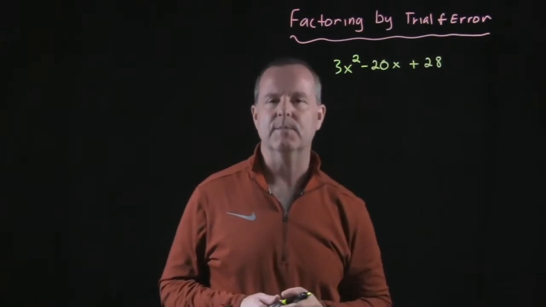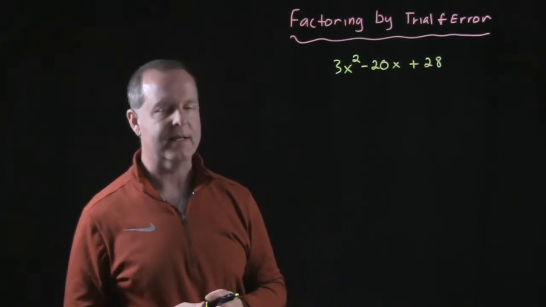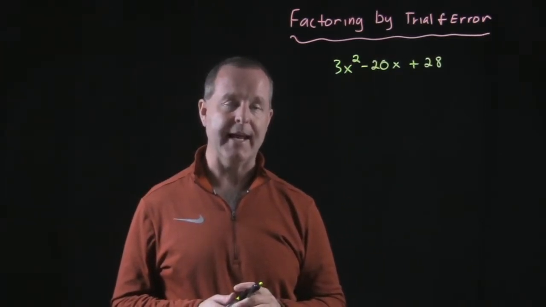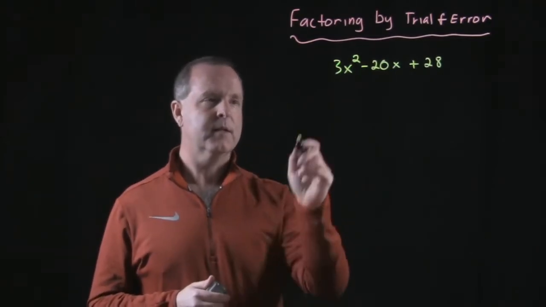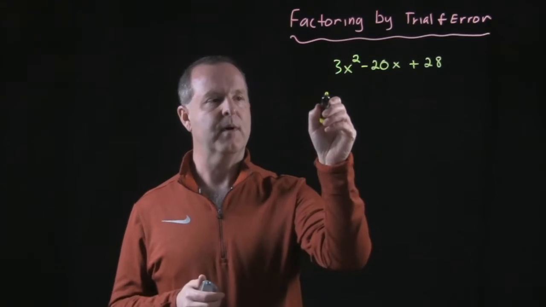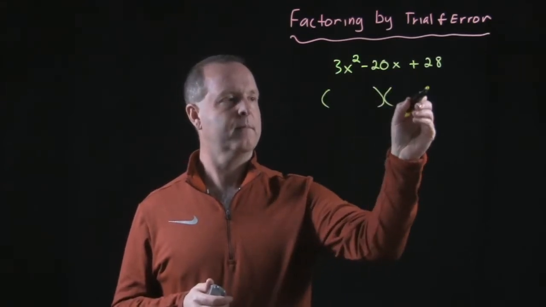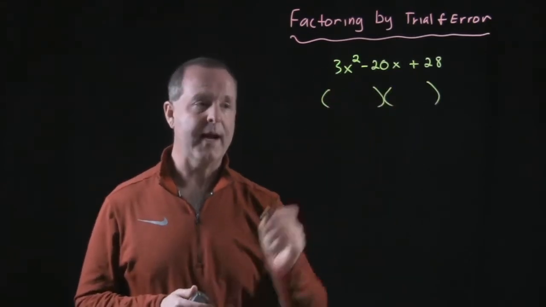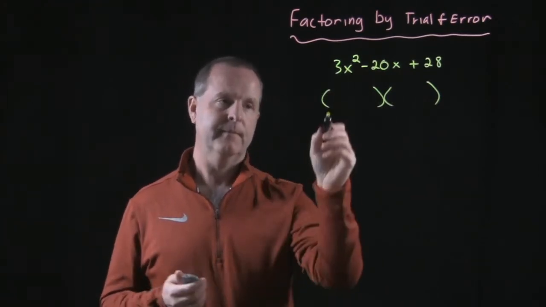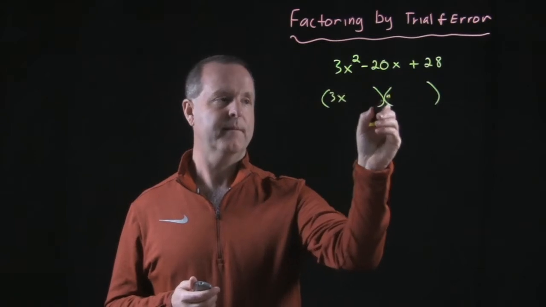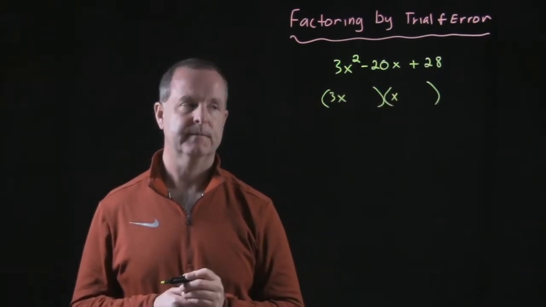And one way we do that is just by trial and error. We try to narrow the list as much as we can, and then just try and check each one to see if it works. So in this one, I know that I'm going to begin with some parentheses. What's the only way my first term times my first term can make a 3x squared? The only way to do that is a 3x and an x.